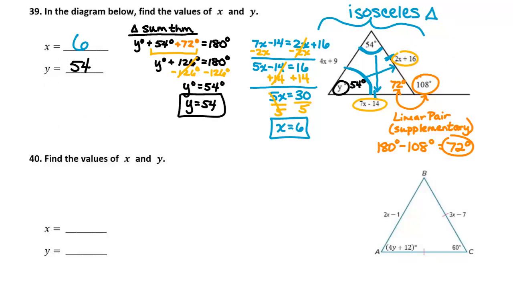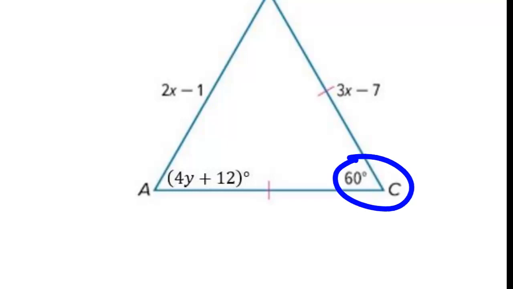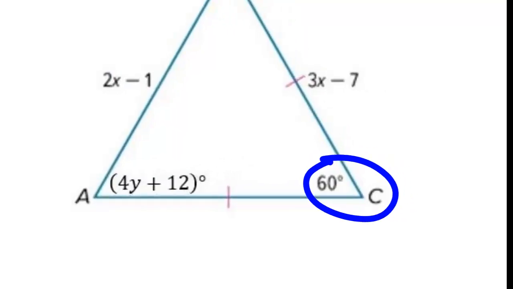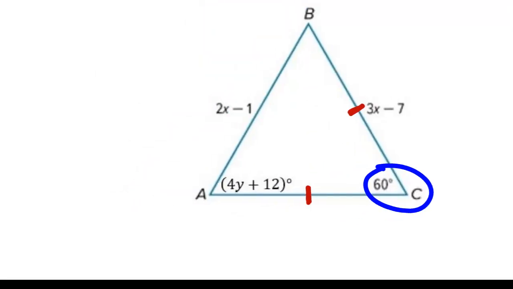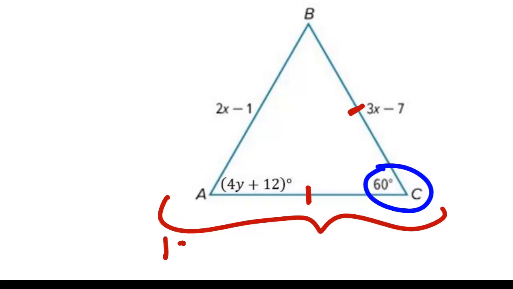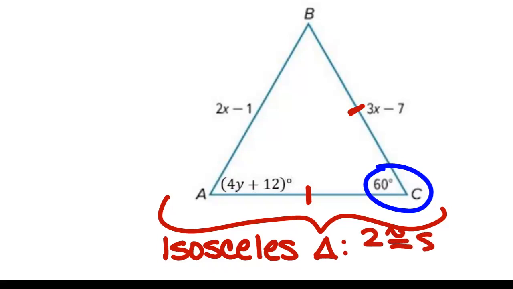We're going to find the values of x and y in the picture. So what I know down here is that angle C is 60 degrees. I don't know how big the other two angles are, but I do know, because of these congruence marks right here, that this is an isosceles triangle, which means it has two congruent sides and two congruent angles.